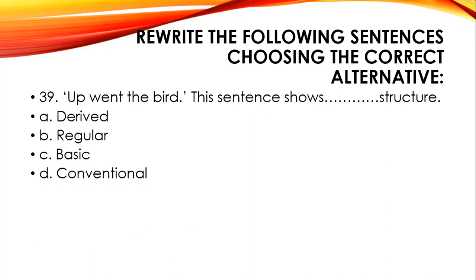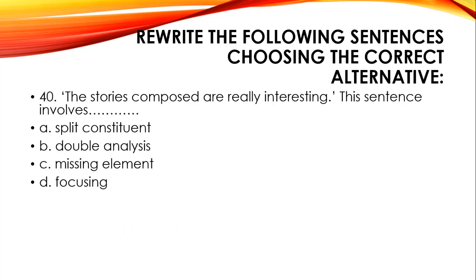Up went the bird. This sentence shows ___ structure. Option A derived, option B regular, option C basic, option D conventional. And the answer is option A, derived. Up went the bird is an example of derived structure.